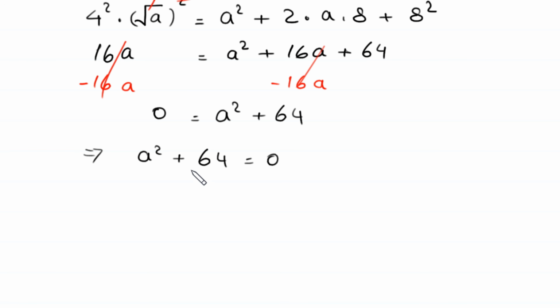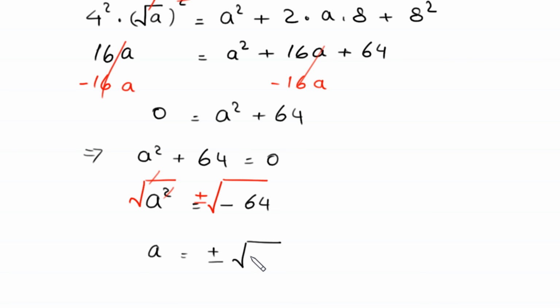From here we move this 64 to the right hand side, then this will become a squared is equal to negative 64. And from here we take square root of both sides. So this square will be cancelled out with this square root, and here we are left with a is equal to plus minus square root of negative 64.